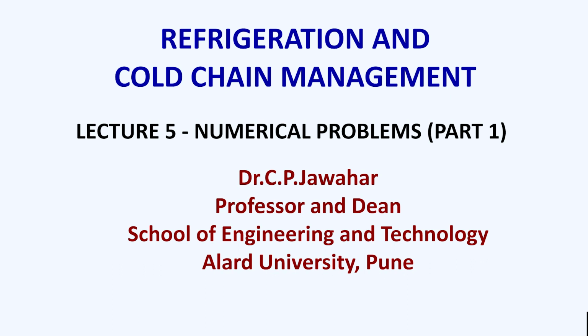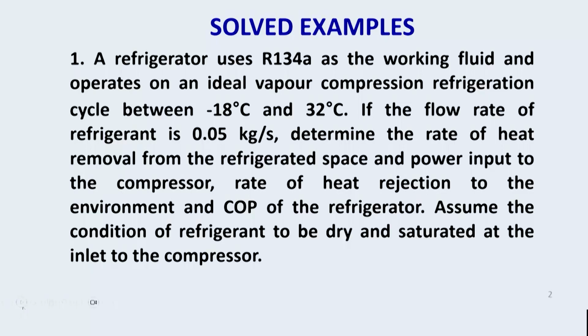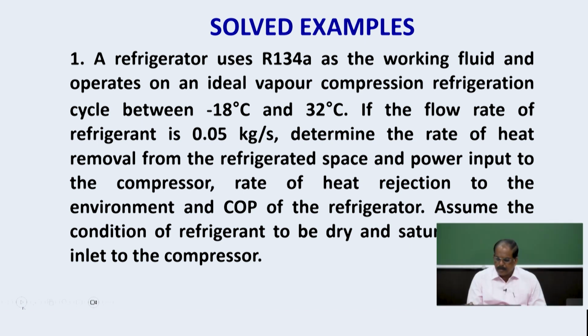Welcome to Lecture 5, Numerical Problems, Part 1. So, let us move to the question. The operating conditions, the temperature limits, that is the evaporator and the condenser temperature, are the same. The refrigerator uses R134A as the working fluid and operates on an ideal vapor compression refrigeration cycle between -18 and 32 degrees centigrade. If the flow rate of the refrigerant is 0.05 kg per second, this is also the same parameter compared to the previous two numerical questions.